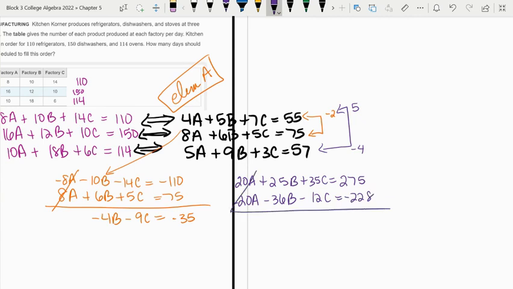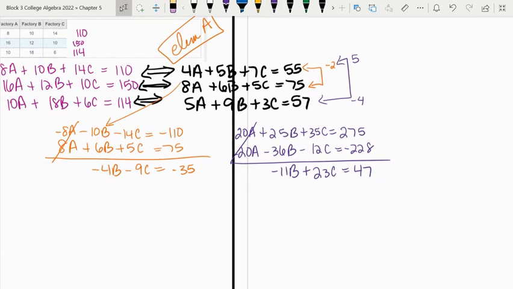Add those, so 25 minus 36, you get negative 11B, plus 35 minus 12, 23C equals 275 minus 228, 47. So now we want to get rid of either the B's or the C's. Well, these both are terrible. So let's multiply this one by 11 and this one by negative 4.